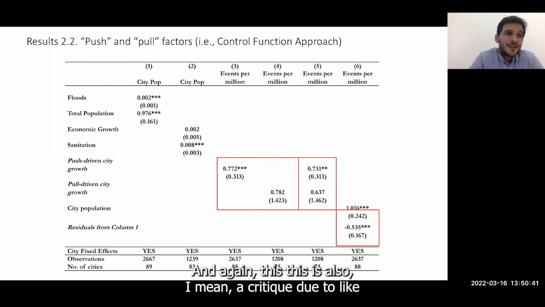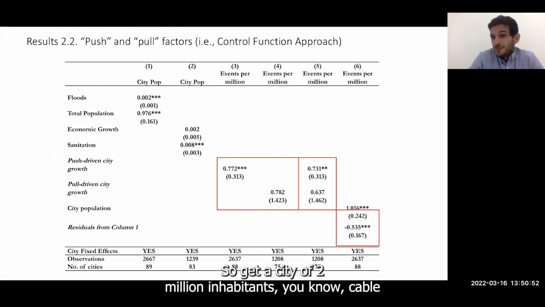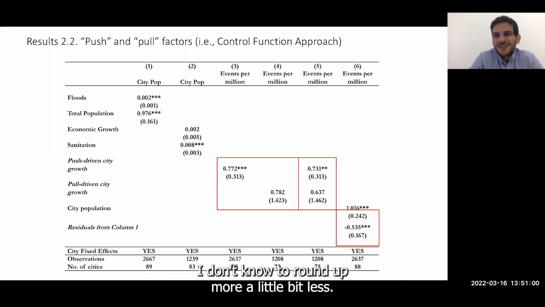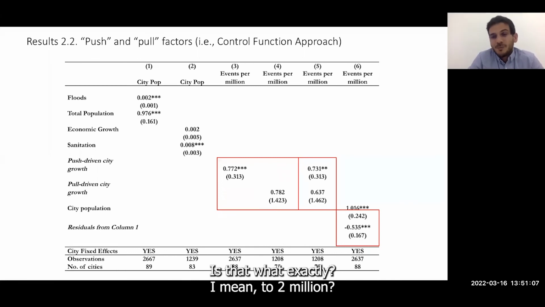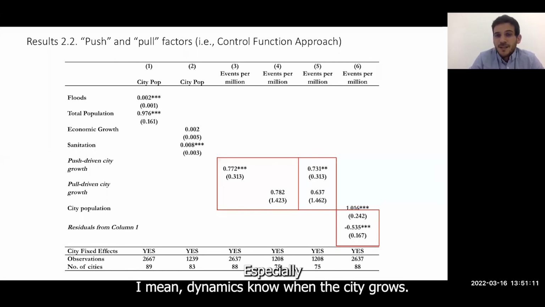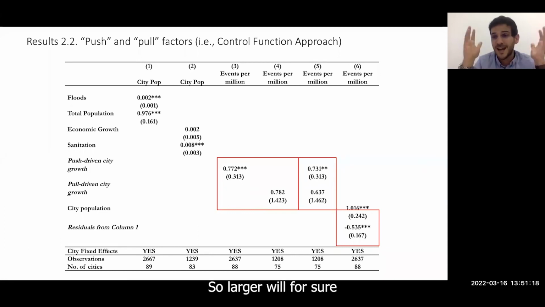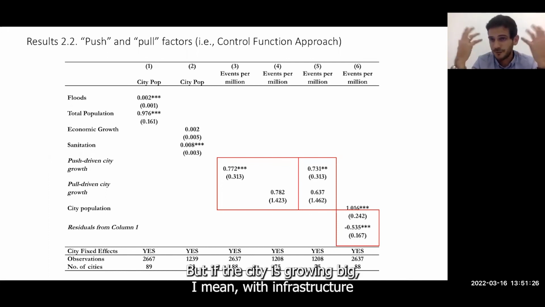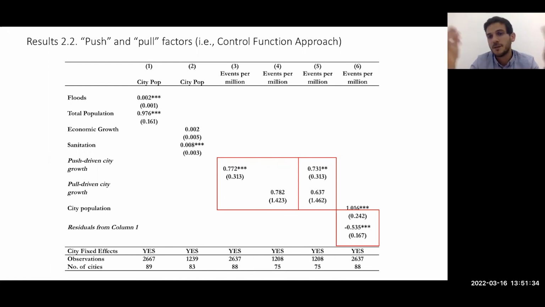Again, this is also a critique of how we work, including myself, when we work with city population data, say, okay, I'm a city of 2 million inhabitants. Yeah, okay, but that could be Birmingham. I don't know, Birmingham, the city, I don't know if it's around that, more? A little bit less, I think. A little bit less. Is that Birmingham, or is that, I don't know, Medellin in Colombia? What exactly? I mean, 2 million doesn't tell me much, all right? Especially in dynamics, when the city grows. And so that's what we're trying to capture here. Larger will for sure be more difficult to handle, that we know, right? But if the city is growing big, with infrastructure, there is economic growth, there are things taking place, job opportunities, well, the propensity and the intensity of conflict will be lower. That's what we capture in here.